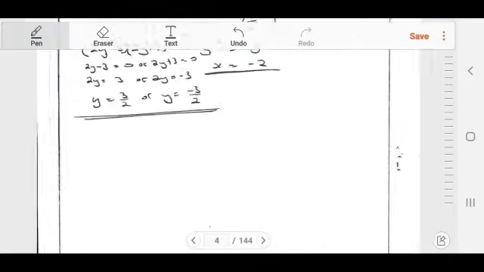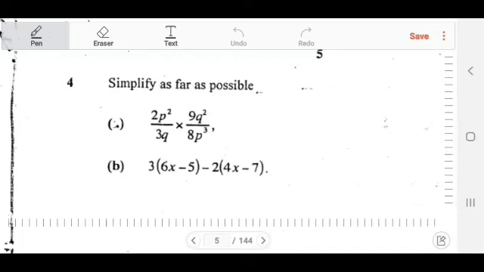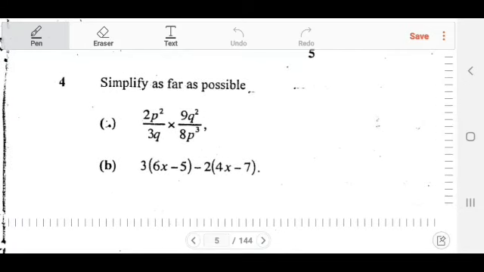Okay, now moving on. Number 4, we're supposed to simplify this one as far as possible. Here we have 3 p's, so we can cancel this one and remain with the p this side, then cancel 2, then remain with the 4 there. Then the q's, this one cancel, we're going to remain with 1 q there.